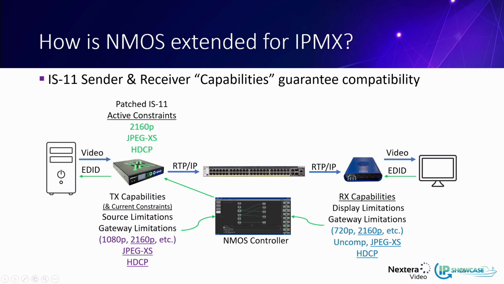So what it actually does is it patches the EDID and says, okay, here's my active constraints, here's the commonalities between the sender and the receiver. Please make it 4K, please have JPEG XS and HDCP to make sure that everything is cohesive. And this actually tells the broadcast controller to send a new EDID to the PC to make sure that it's sending the correct signal.